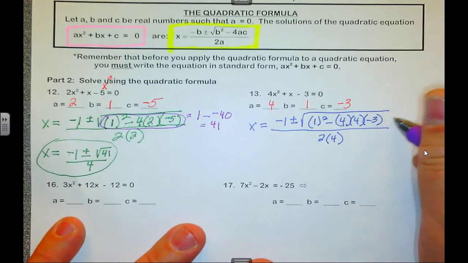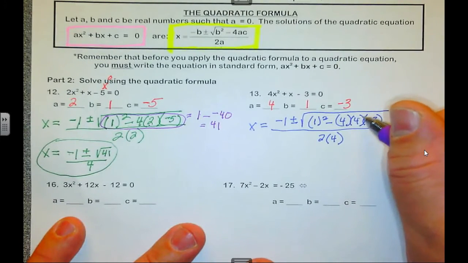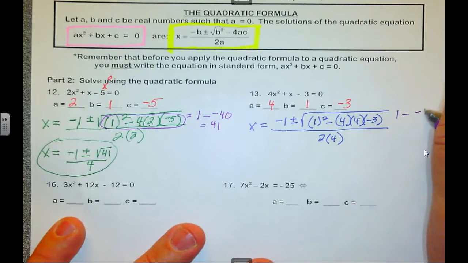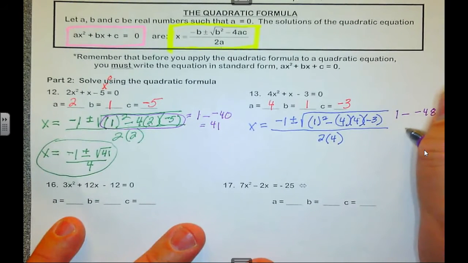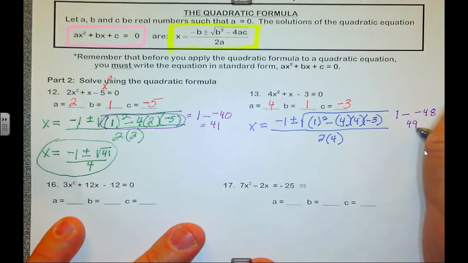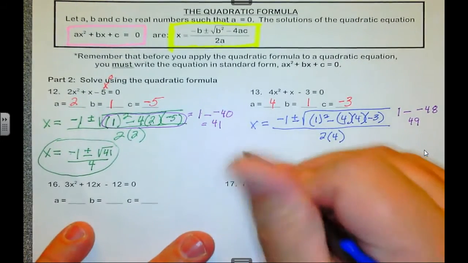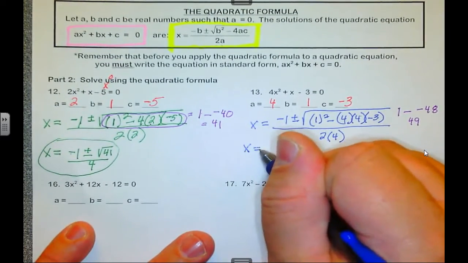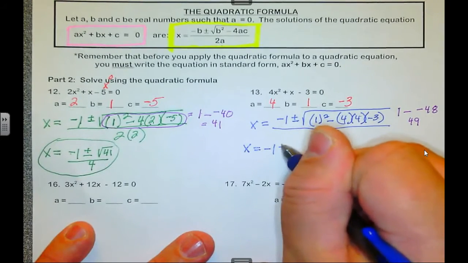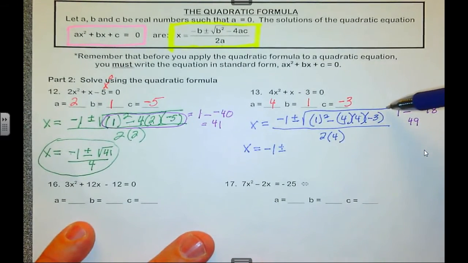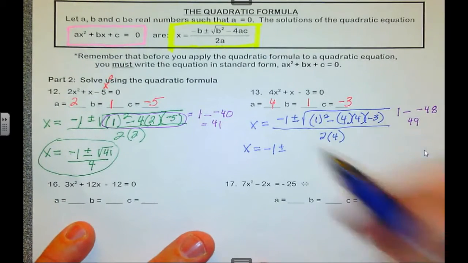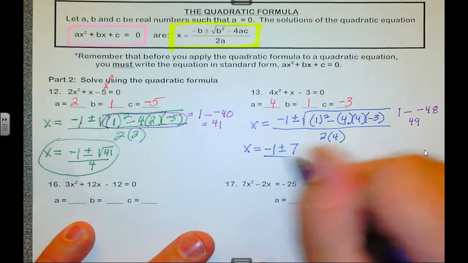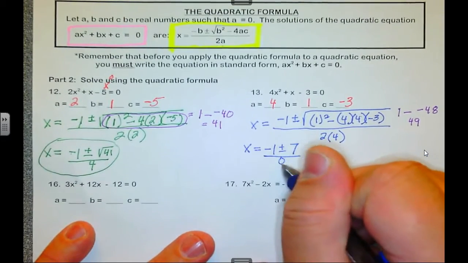Okay, my discriminant is going to be 1 squared is 1, minus 4 times 4 is 16, times negative 3 is negative 48, which equals 49. So I'm going to replace that. x equals negative 1 plus or minus. Now, I'm going to put it underneath the radical, so what's the square root of 49? That's right, 7 all over 8.